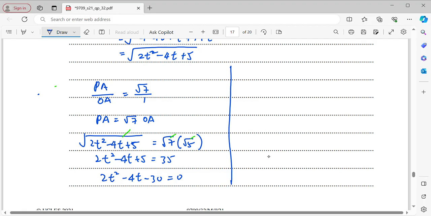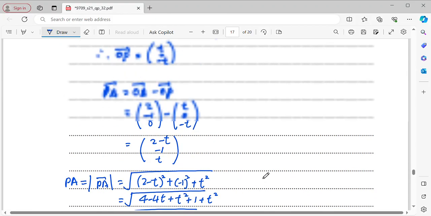Then I will divide the whole equation by 2. That will be t squared minus 2t minus 15 equals 0. This can be factorized into (t + 3)(t - 5) equals 0. Hence, t will be -3 and positive 5.